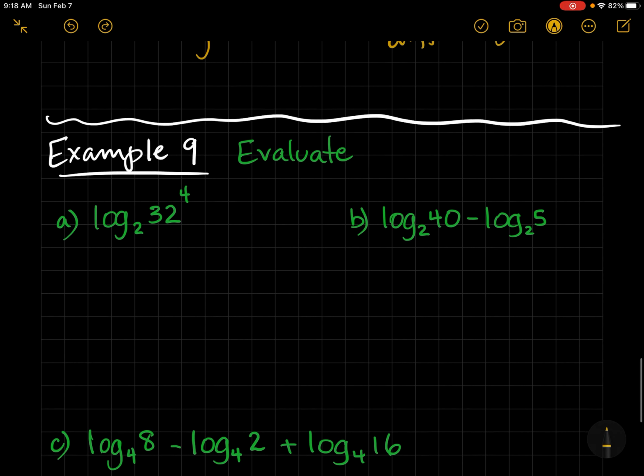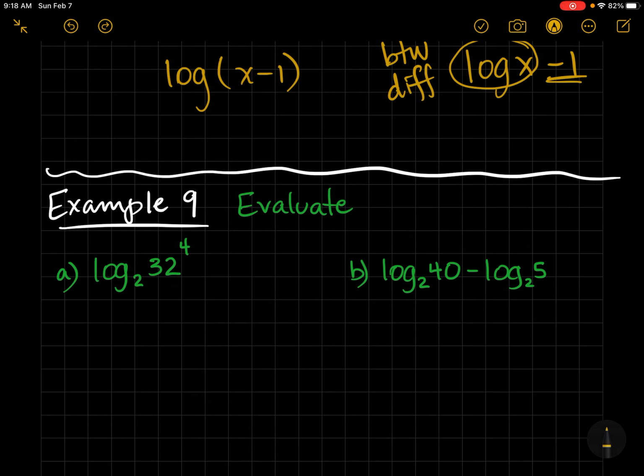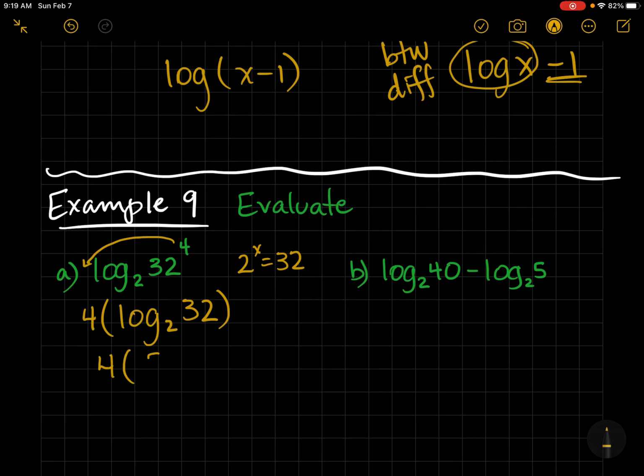Example last, but we got 3 parts here. We're going to evaluate. Notice there's no variables here. So let's see if we can use the properties to simplify and then actually evaluate. So what I'm going to do here is bring 4 to the front. I always like to bring my exponents to the front whenever possible. So now I'm saying 2 to what power equals 32? I believe that's 2 to the 5th power. So now I'm going to take that out, and 4 times 5 is 20. That's much better than trying to get a calculator and figure out what 32 to the 4th power is. No, thank you.